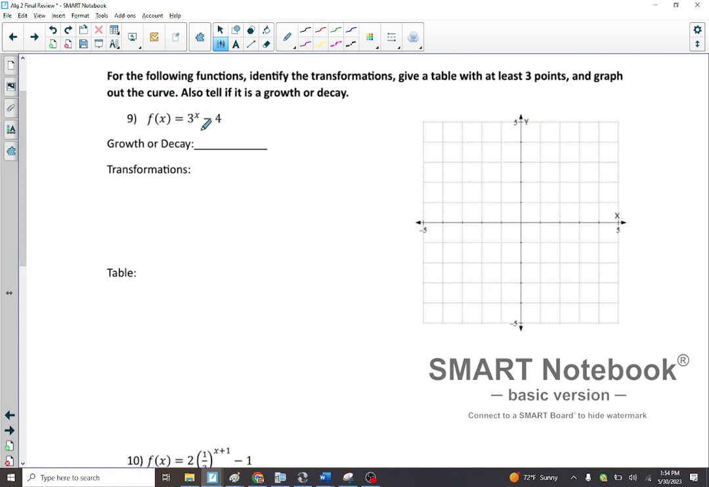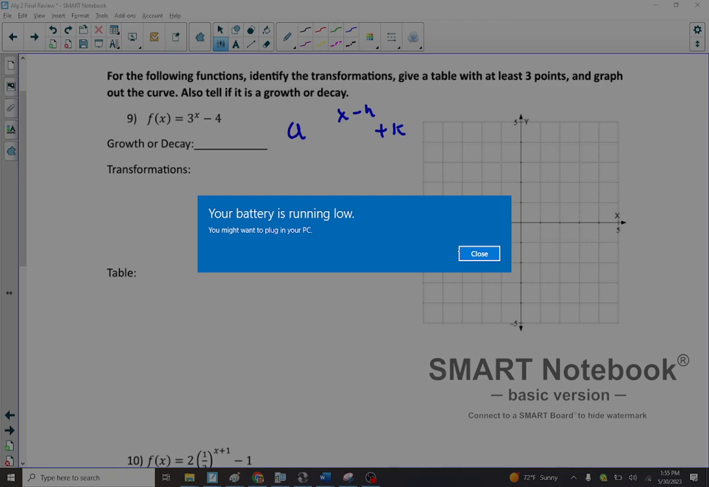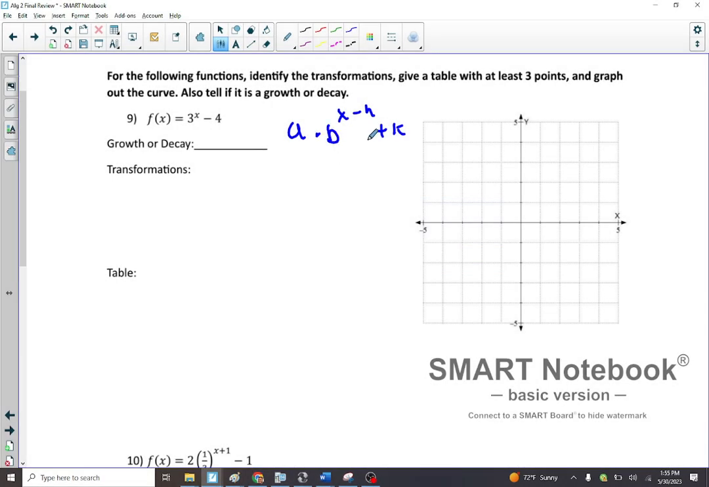So graphing, we did do graphing of exponentials. Because you have a calculator, you're going to have an easy time. But here's the generic version of it: A times B to the power of x minus h, plus k.